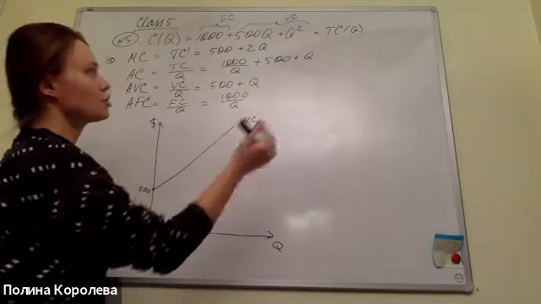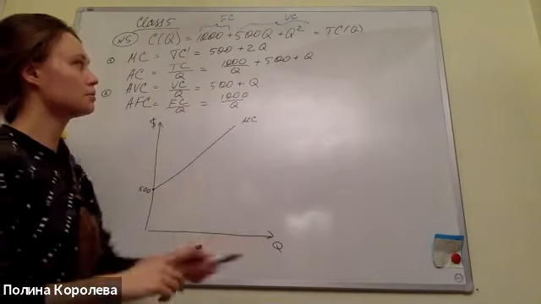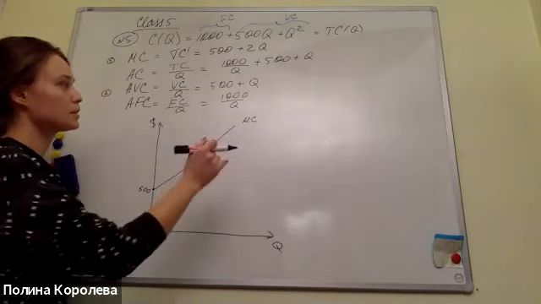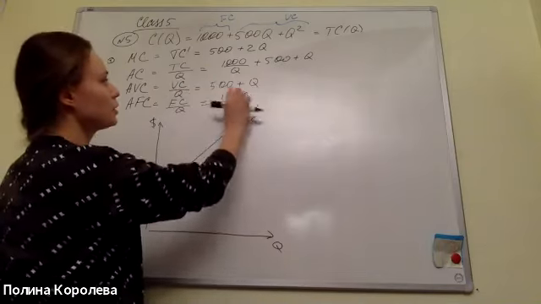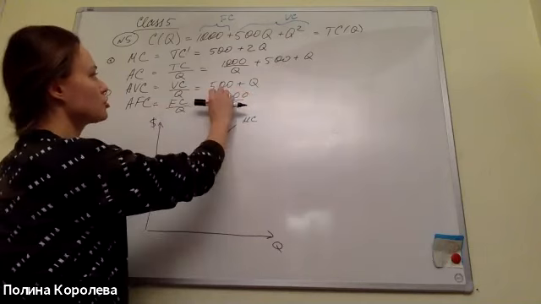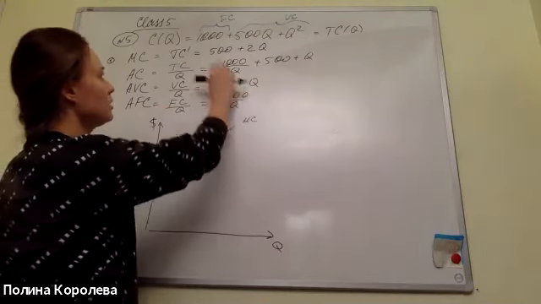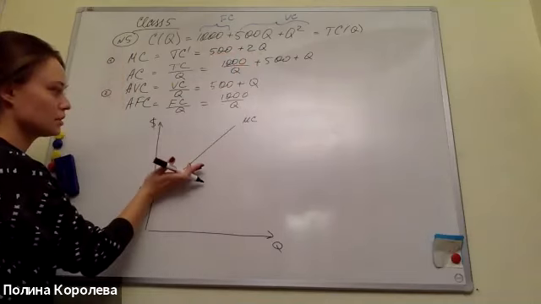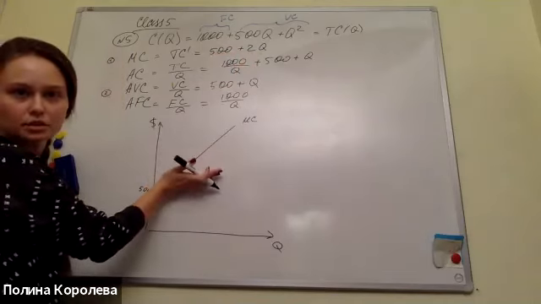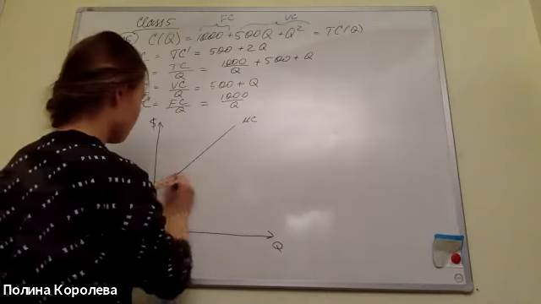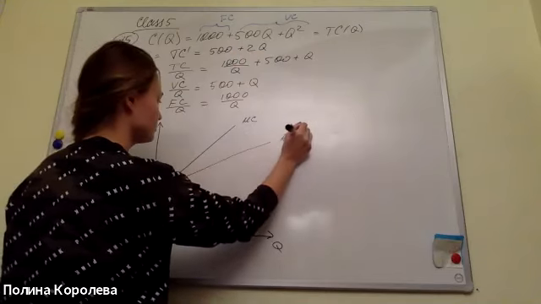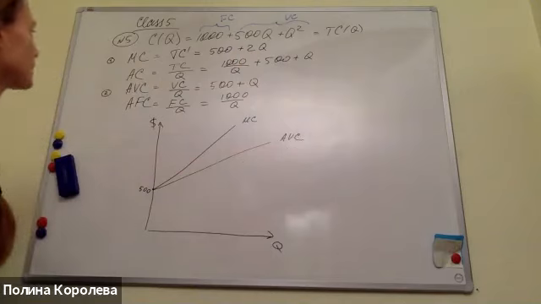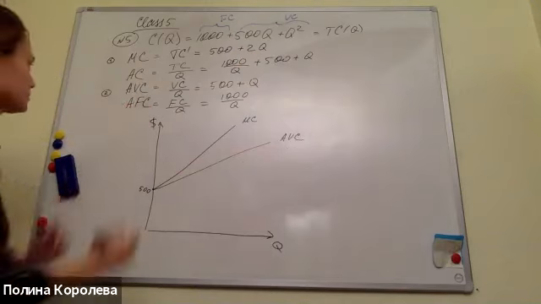You can check for yourself if you do not understand about slopes. For example, if quantity is equal to 1, average variable will be 501 and marginal will be 502. So marginal costs are higher than average variable. Yes, like this. Average variable costs. Then next, average fixed costs.